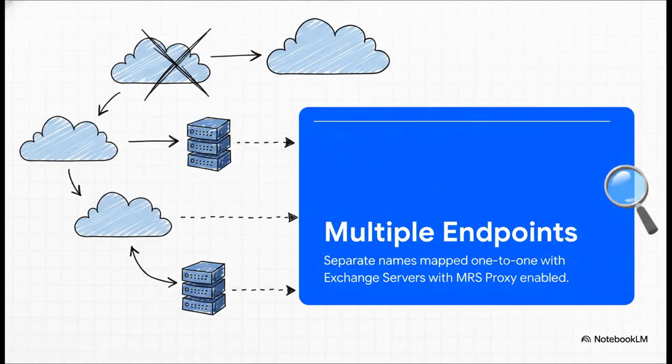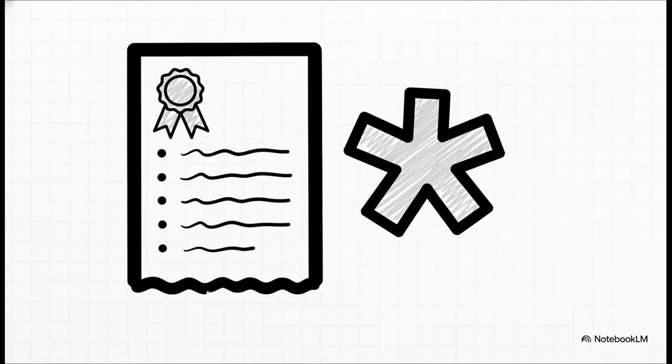So what's the core concept here? Well, instead of using one single load balancer name, like mail.practical365.com, this strategy bypasses that single front door entirely. What you do is configure separate, individually named endpoints. Think MRS1, MRS2, and MRS3, and then you map them one-to-one directly with the individual Exchange servers running the MRS proxy. Now, obviously, this means updating your certificates.